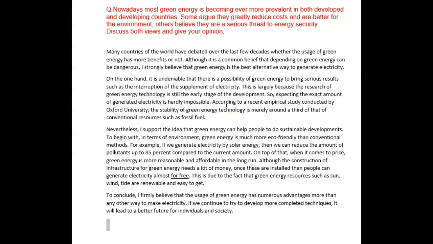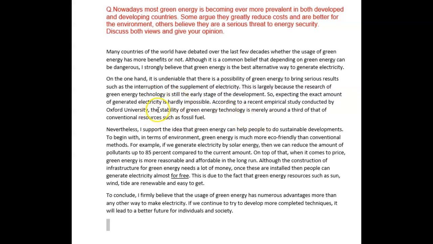"According to a recent empirical study conducted by Oxford University, the stability of green energy technology is merely around a third of that of conventional resources such as fossil fuels." Okay. You're supposed to be talking about energy security here. Yeah, you did. But you really only said that it's because green energy technology is still very young. And then there was a sentence I didn't understand at all.